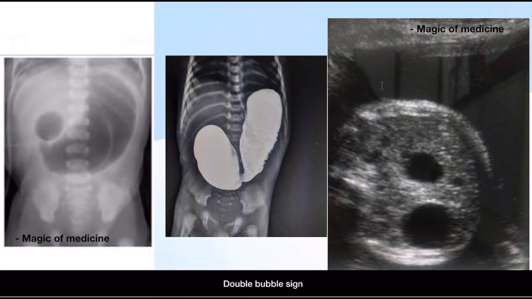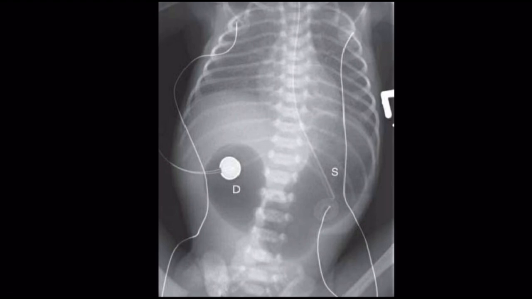Now I have shown all these in a single slide. This is the X-ray showing double bubble, this is stomach, this is duodenal cap, again this is stomach, this is proximal duodenum, no contrast distally, no air distally, and this USG is showing again duodenum and stomach as two bubbles. Again I have zoomed one for you. This is stomach, this is duodenum, both are over distended and no air is seen distally in the bowel loops.